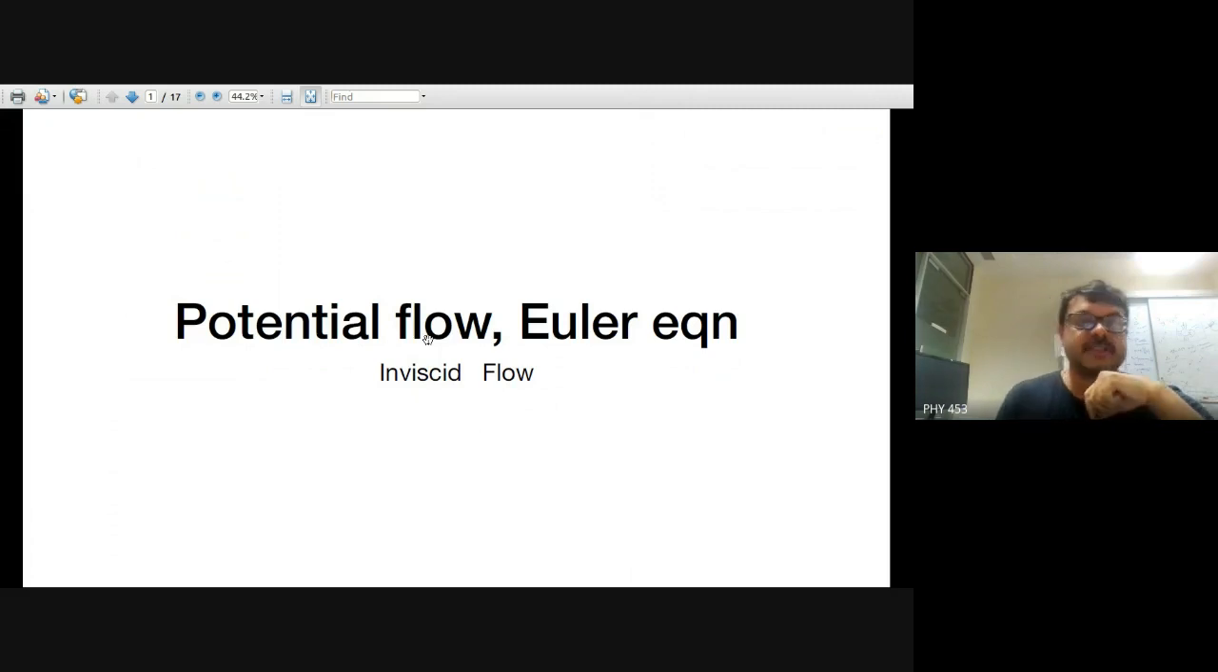Basically, potential flow is the case when the curl of V is zero at every point in space, except maybe at some singularities. And then you can write down the velocity field as a gradient of a scalar field called the velocity potential. And if you take the gradient, you get the velocity field. And of course, if you're working with a scalar potential, it's much easier.